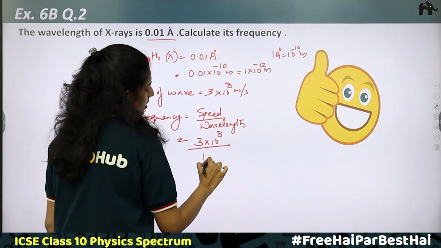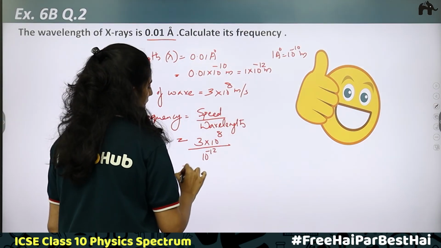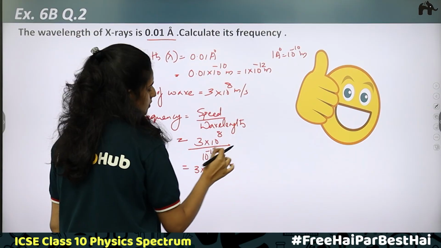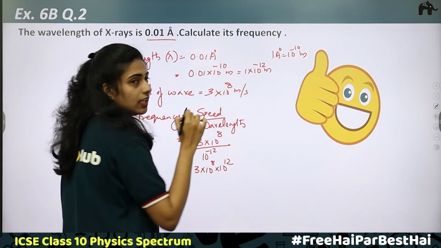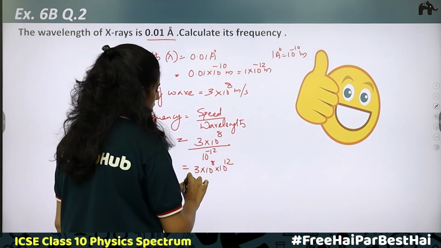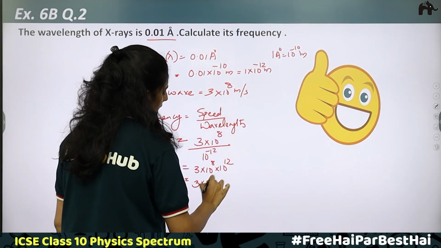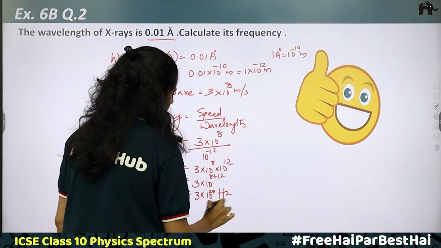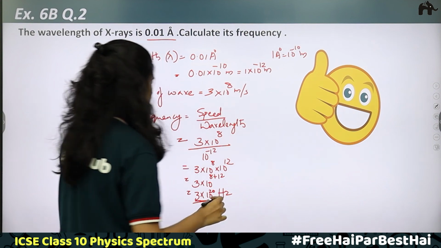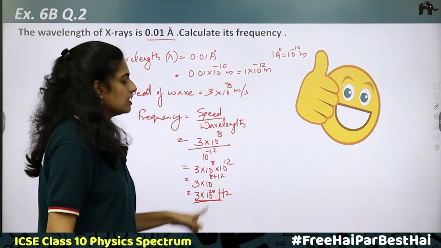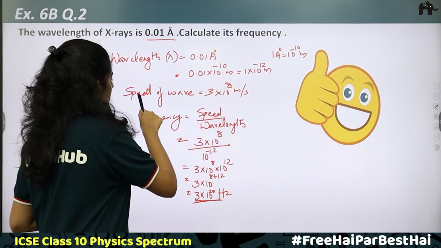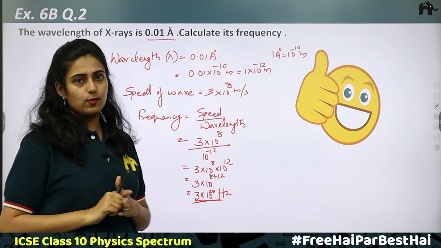Okay, that is 10 raised to minus 12, equal to 3 into 10 raised to 8 into 10 raised to 12. So from the denominator, 10 raised to minus 12, when taken to the numerator, it becomes 10 raised to plus 12. This is equal to 3 into 10 raised to 8 plus 12, which is 3 into 10 raised to 20. So frequency unit is hertz. Therefore, the frequency of the X-rays is 3 into 10 raised to 20 hertz. So here we are assuming the medium is air and take the speed of wave as 3 into 10 raised to 8 meter per second.